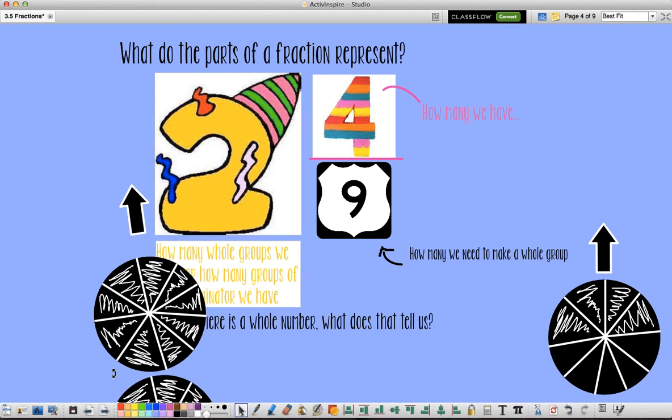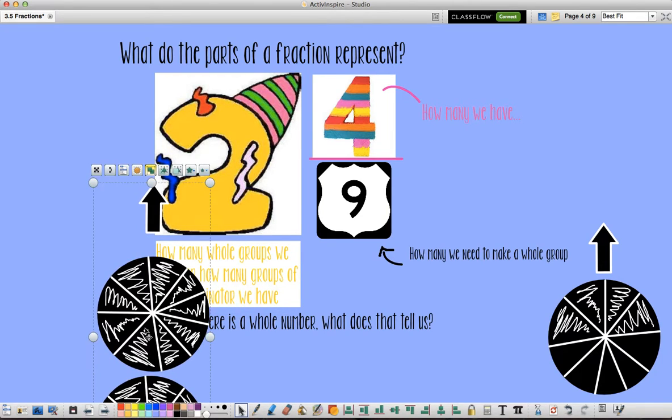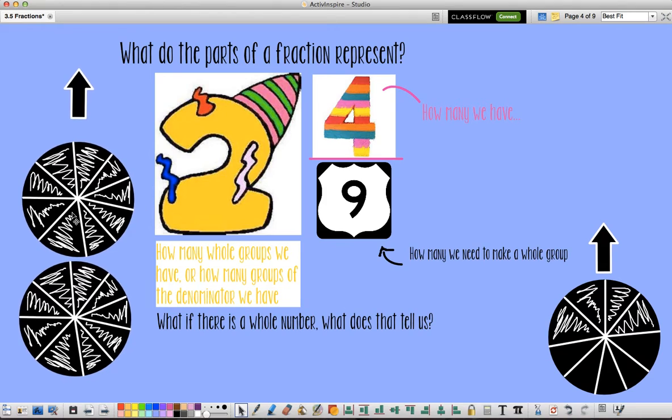Here, this is telling me that I have 2 pizzas that were cut into 9 slices each, and I have those 2 full pizzas. So I have 2 groups of 9, and then I also have a group of 4 out of 9. So I have 2 full groups of 9, and then I have 4/9 left over.